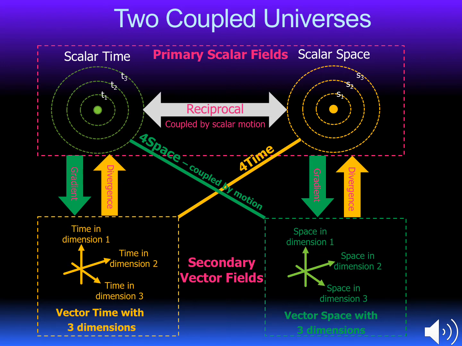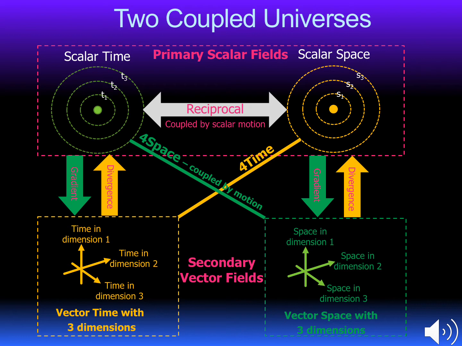Before I had it separated into 4 space and 4 time, so that you could see how the scalar fields and vector fields were coupled together to create one universe and then create the alternative universe. And in the previous video we talked about how the scalar fields are the primary fields and the vector fields are derived from here. So what I did is I rearranged this. On top we have the primary scalar fields, which would be scalar time and scalar space, and at this point we understand that they are reciprocal to each other and they're coupled by scalar motion.